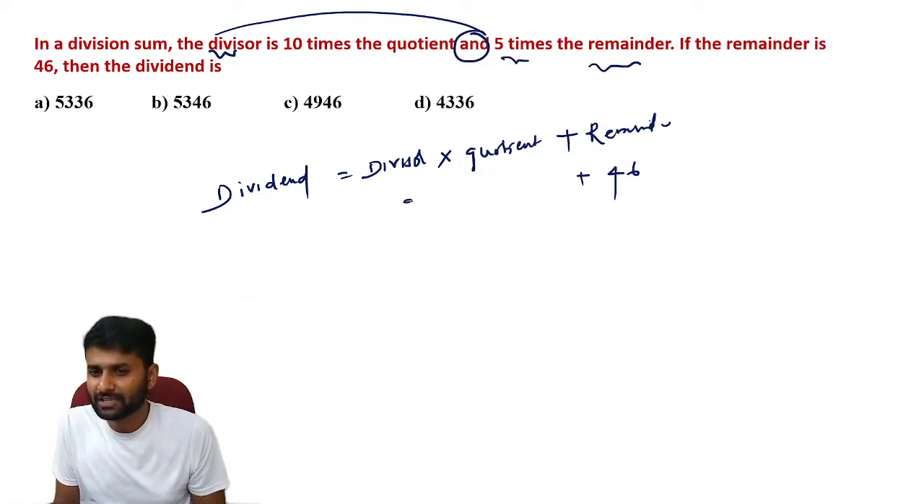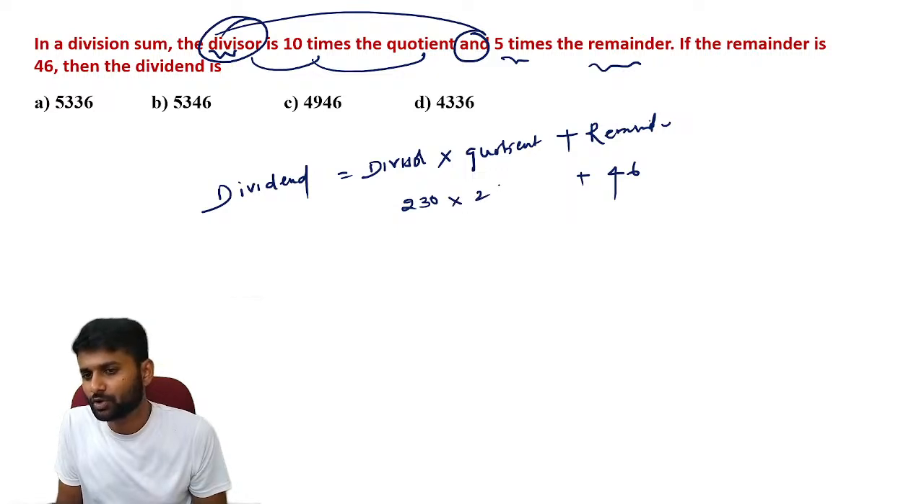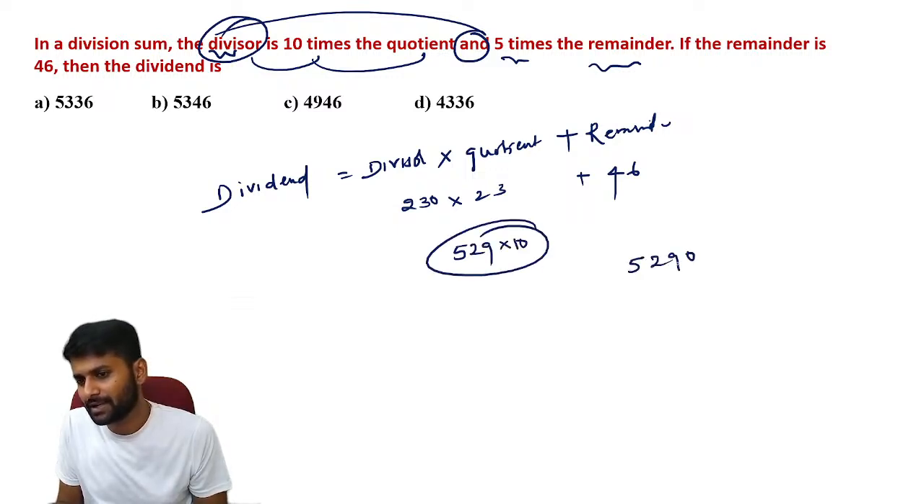5 times 46 is exactly equal to 230. And they clearly mention that the divisor is 10 times the quotient. 10 times the quotient means the quotient is 20. You know that 23 square is 529. Again multiplied by 10, it becomes 5290.